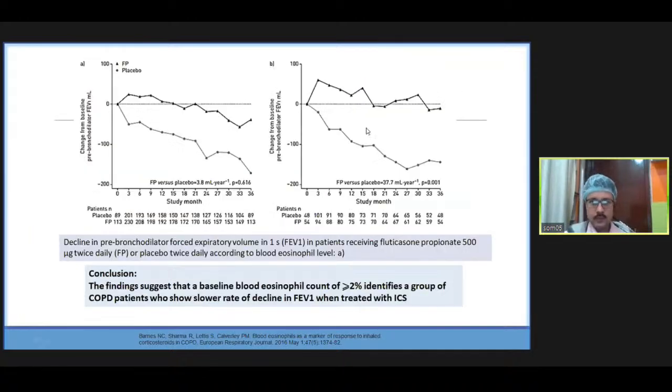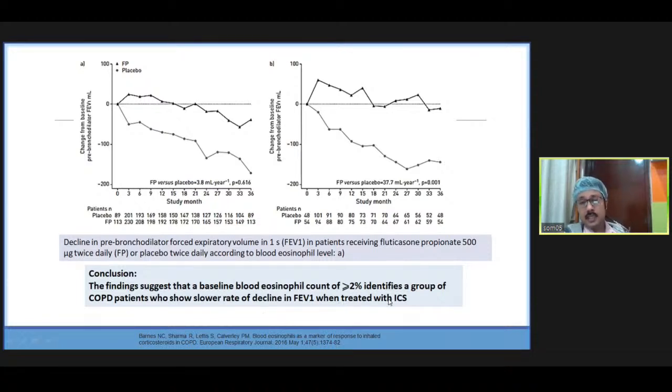Now, this is a graph. You can see here there is a decline in pre-bronchodilator FEV1 in patients receiving ICS, inhaled corticosteroids, fluticasone propionate, 500 microgram twice daily. This is the decline of FEV1 as the exacerbations increase in the long term, but the decline is less as the patient is receiving fluticasone. So the conclusion was, the findings suggest that a baseline blood eosinophil count of more than 2% identifies a group of COPD patients who show a slower rate of decline in FEV1 when treated with ICS.